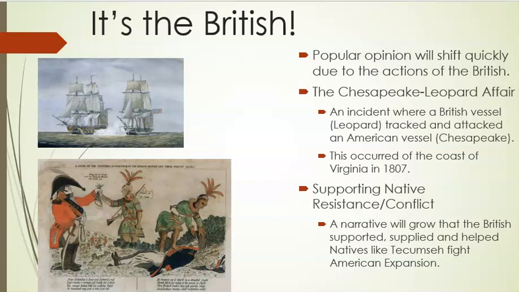And then on top of that, and now we can't confirm if this is true, some of it probably is true and some of it probably isn't. But this cartoon kind of shows that there's a narrative going around out there that the British are actively supplying the natives like Tecumseh that are fighting American expansion. That these natives are fighting with British-made weapons and British supplies, and the British are encouraging them through Canada, right? Because, again, the British are still in Canada.